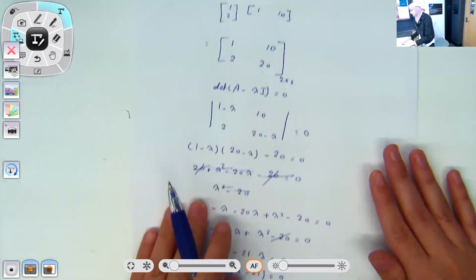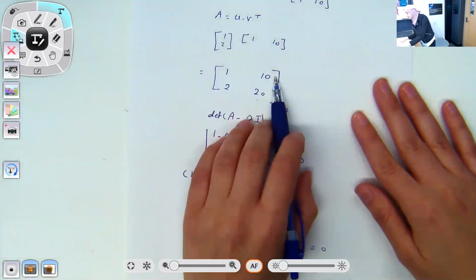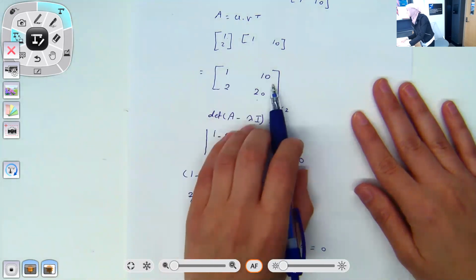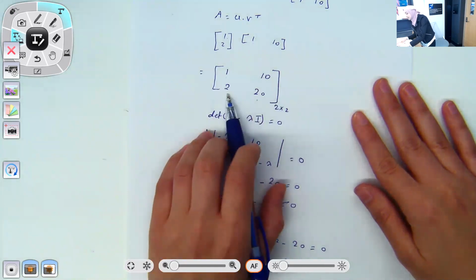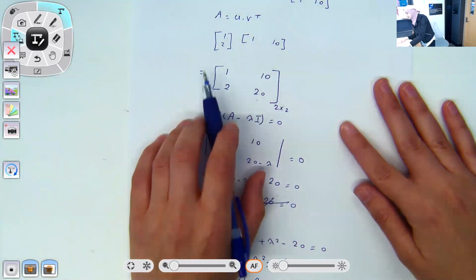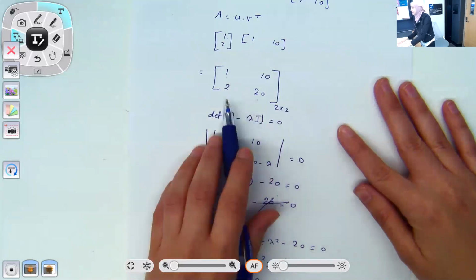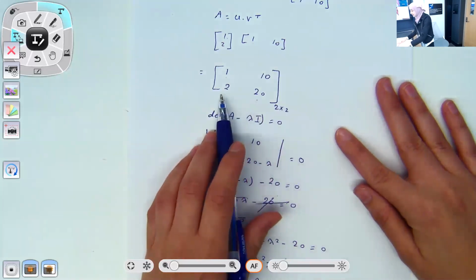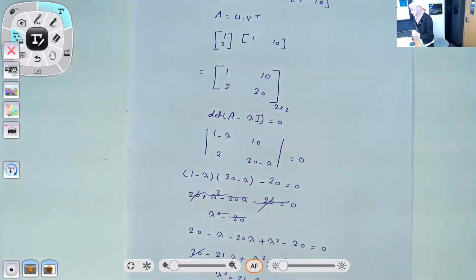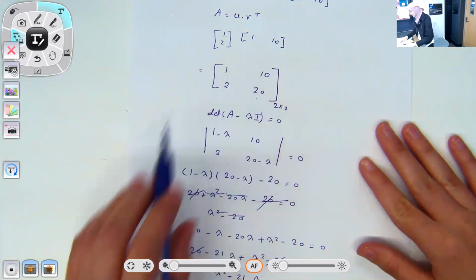In addition, if you look at matrix A, in the first row we have 1 and 10, and in the second row we have 2 and 20. If you multiply the first row by 2, you will get the second row. So this matrix has rank 1, because we can write the second row as a linear combination of the first row. So the rank of this matrix is 1.